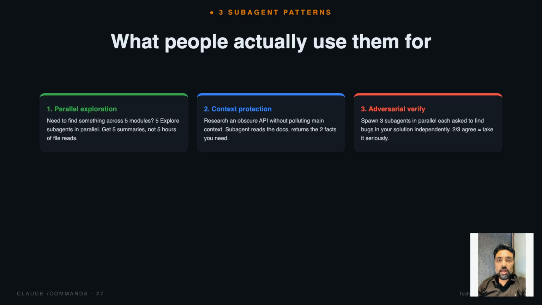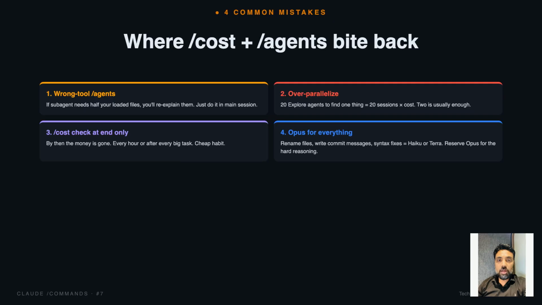4 common mistakes. Mistake 1, using /agents for tasks that need main context. If the subagent needs half the files you've already loaded to do its work, you're going to explain those files to it anyway. Just do the work in the main session.